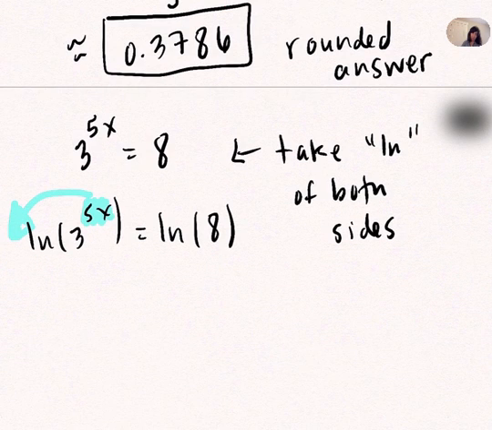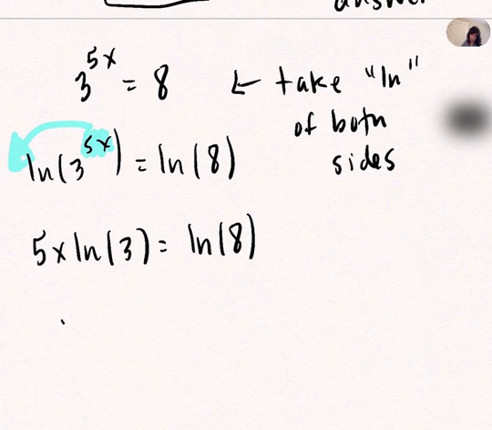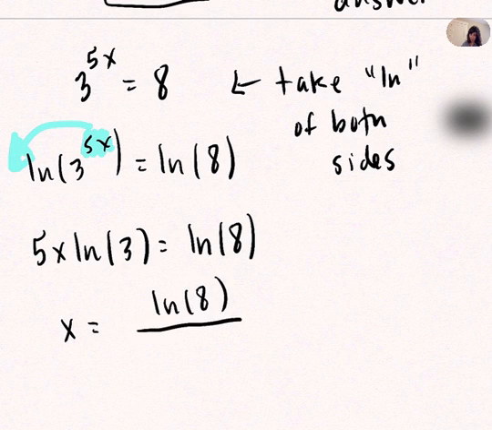So that's a log property. So I can put the 5x in the front. And then from here, I can divide both sides by 5 times ln of 3 to solve for x. So if I do that, I get x is equal to ln of 8 divided by 5 times ln of 3.